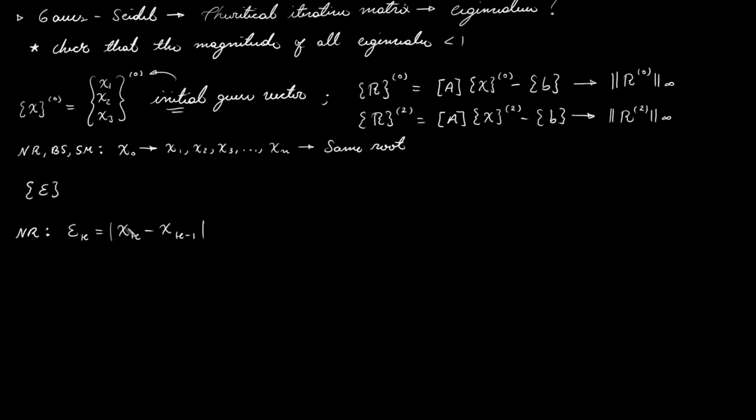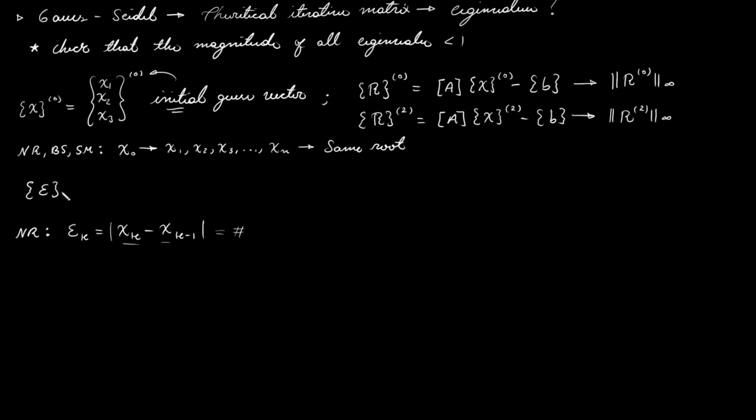So it was the absolute value of the current solution that we found, the current approximation of the root, minus the previous approximation of the root. So this was just a value. This was just a number. This is a number, this is a number, and it yields a number. And that was how we did it before with Newton-Raphson, bisection, Gauss, and the secant method.